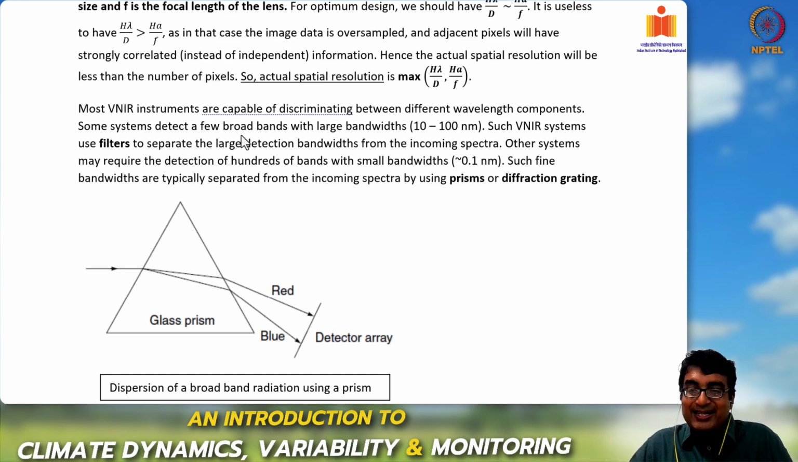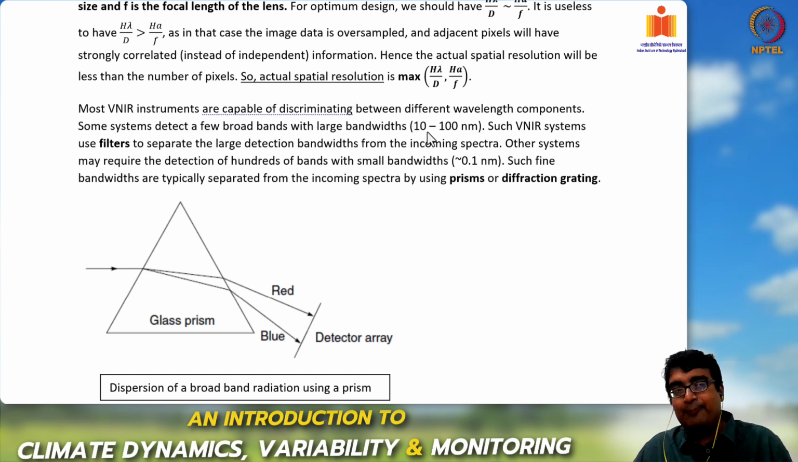Now, we can discuss spectral resolution. Most VNIR instruments are capable of discriminating between different wavelength components. Some systems detect a few broad bands with large bandwidths, 10 to 100 nanometers. Of course, all of the EM radiation is coming in at once. There is some constraint based on the light emitting system itself. It can be activated by a certain wavelength band with a certain energy, not more, not less. So, that is the first constraint.